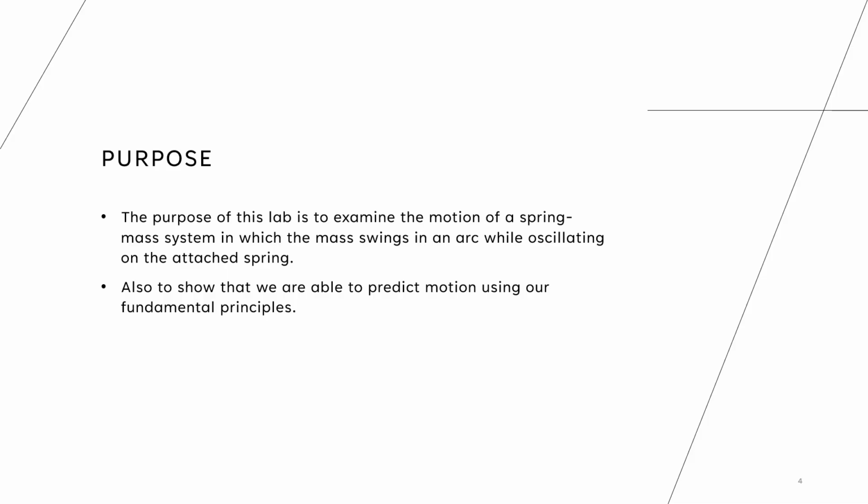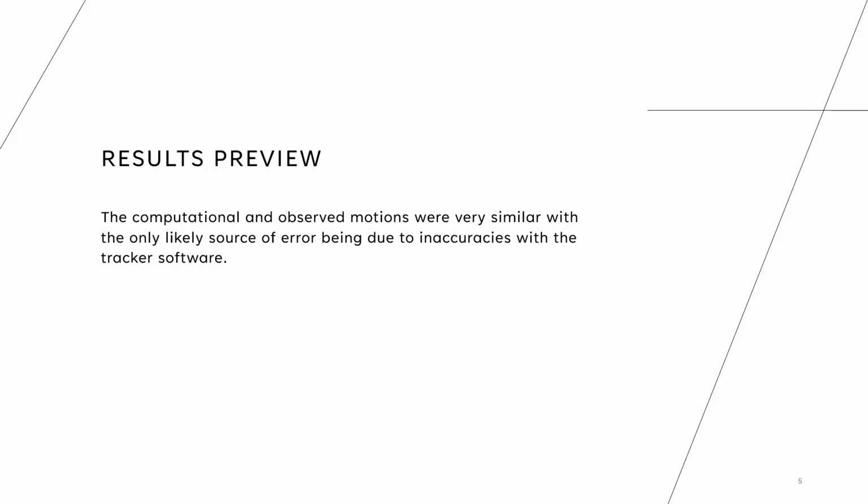Introduction. Purpose. The purpose of this lab is to examine the motion of a spring mass system in which the mass swings in an arc while oscillating on the attached spring. Also to show that we are able to predict motion using our fundamental principles.